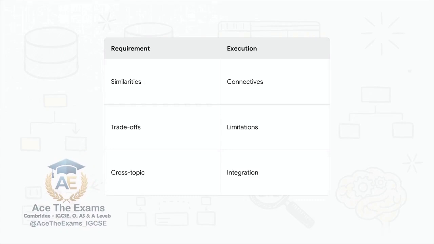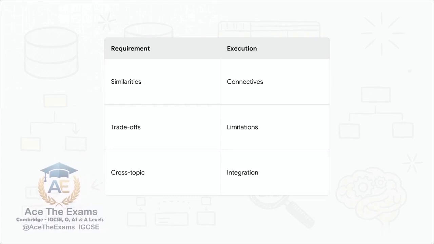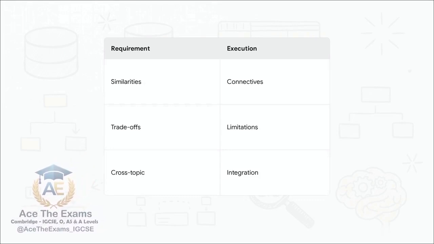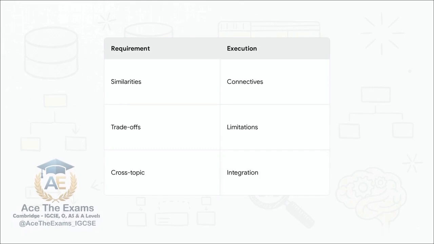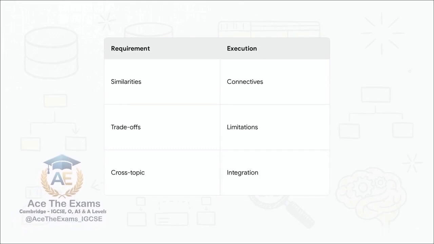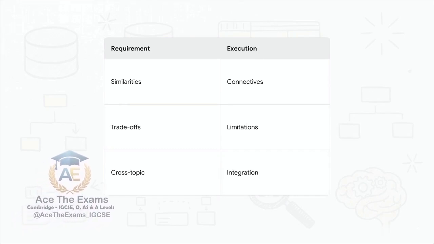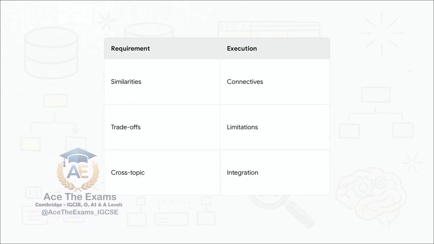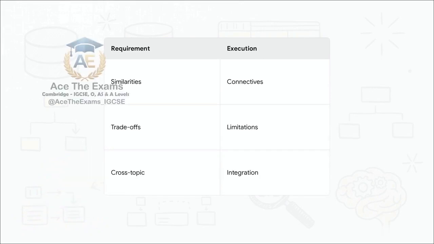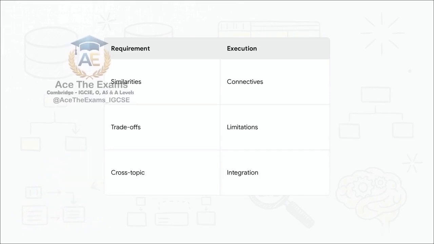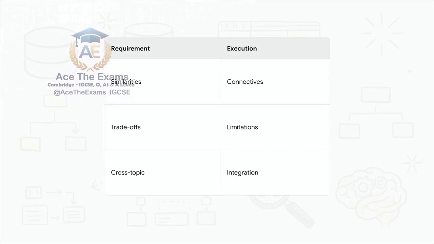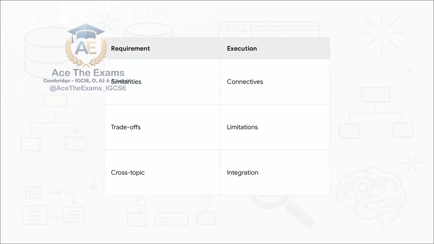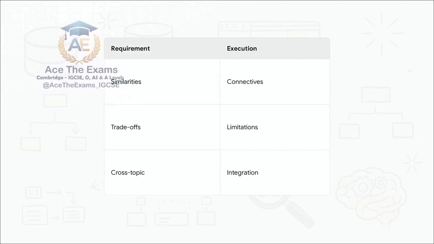Notice how top-scoring candidates use a matrix of evaluative requirements to execute higher-order assessment objectives. Let's say the requirement is to discuss trade-offs. Top students don't just say 3NF is great. No, they analyze the limitations. They might say, while 3NF radically reduces data redundancy and prevents update anomalies, it can actually lead to slower read performance because the database has to perform complex joins across multiple tables to retrieve a single complete record. Wow, that is an A-star evaluation right there.